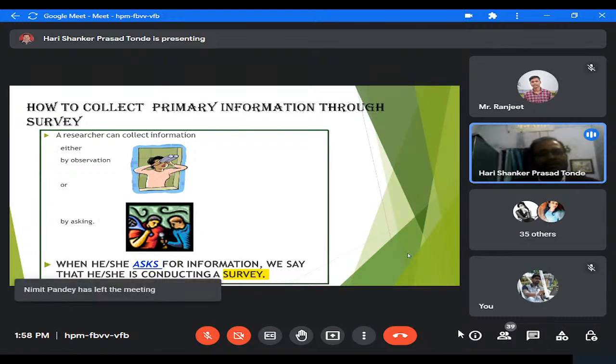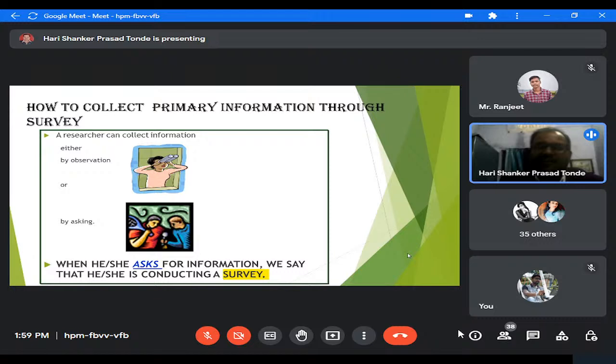So what type of actions do they perform? They are just keeping a survey on whether Donald Trump, the former president of America, should have his account activated or not. So we say that he or she is conducting a survey, and a survey is very much necessary for collecting the primary data.